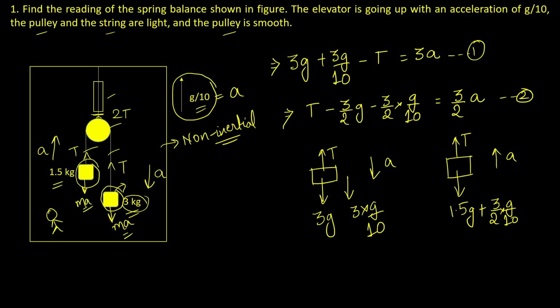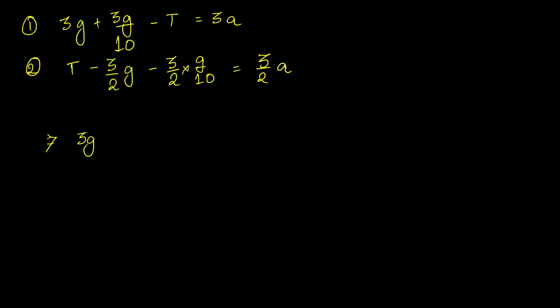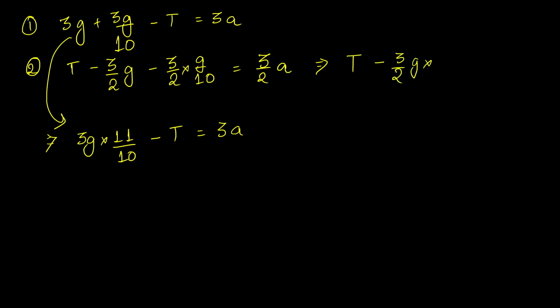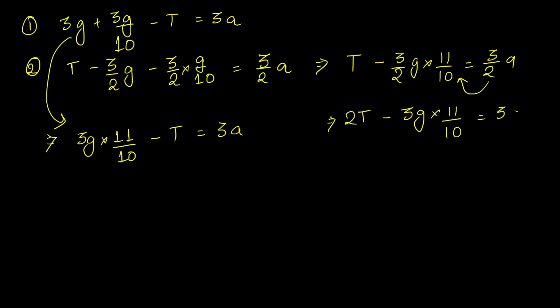Now we need to solve these equations to get the tension, and then we need to multiply that tension with 2 to get the reading of the spring balance. So let me solve these equations. So this will be what? 3g multiplied by 11 upon 10 minus T is equal to 3a. The first one, like this one. And the second one will be T minus 3 upon 2 g multiplied by 11 upon 10, that is equal to 3 upon 2 a. So I can take this 2 to this side, then it will become 2T minus 3g multiplied by 11 upon 10 is equal to 3a.